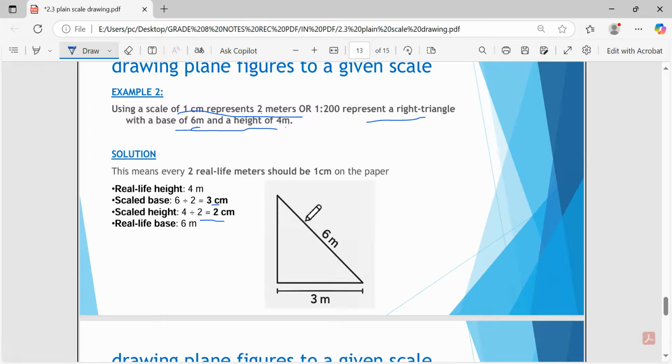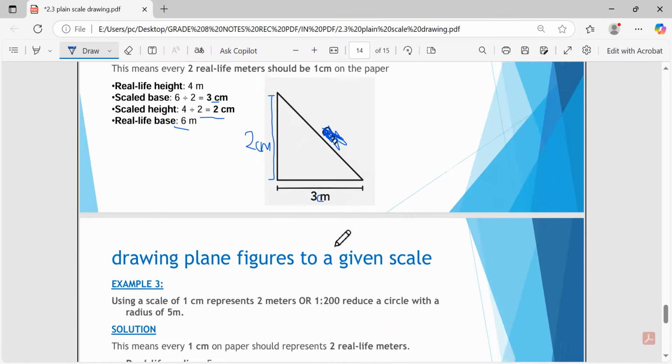So, in terms of drawing, the height of 4 meters will be represented by 2 centimeters, and that point should be 2 centimeters. Then the base is 6 meters. The 6 meters will be represented by 3 centimeters. So pardon my drawing. You get the idea.